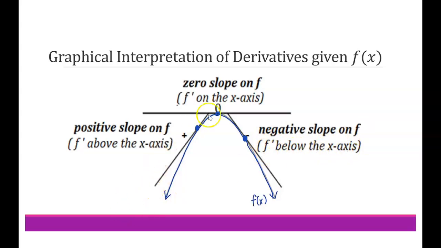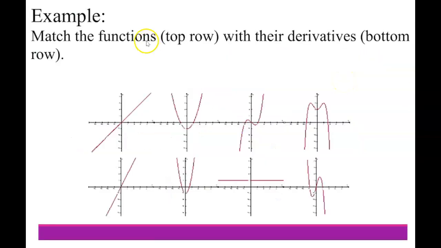So here, this is just kind of a way to, again, interpret the graph of derivatives given f of x. So let's apply it to a matching example. In this example, we want to match the functions in the top row with their derivatives in the bottom row. So across the top here, we have 4 different functions. Let's go ahead and give them different names.